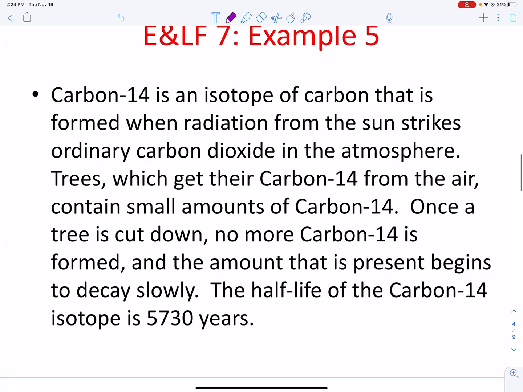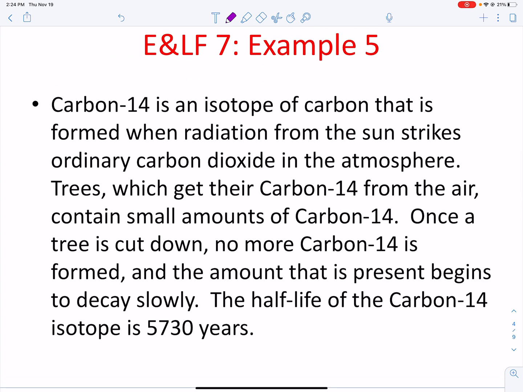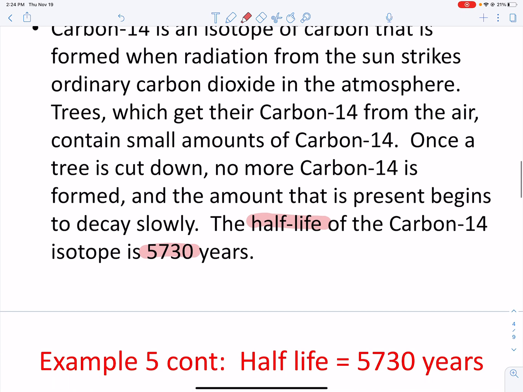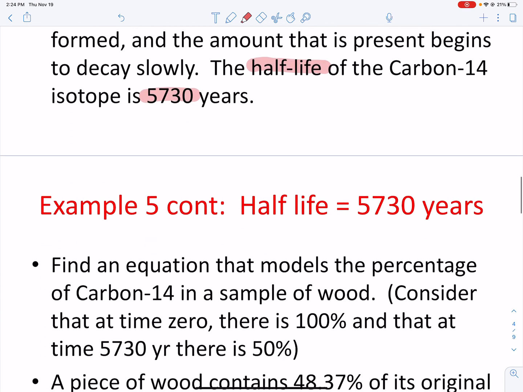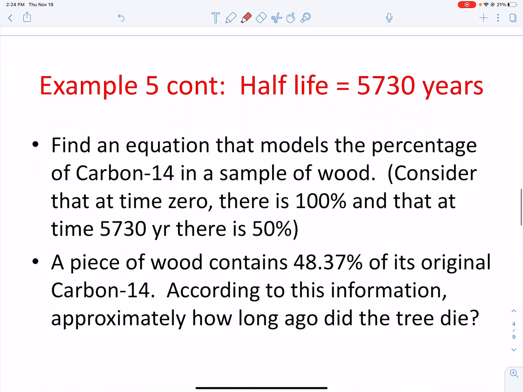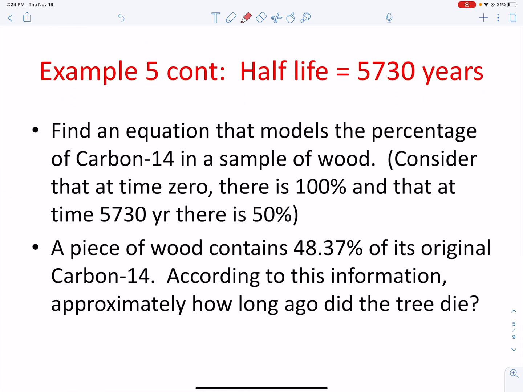Okay, so here is example 5. It says carbon-14 is an isotope of carbon that's formed when radiation from the sun strikes the ordinary carbon dioxide in the atmosphere. Trees, which get their carbon-14 from the air, contain a small amount of carbon-14. Once a tree is cut down, no more carbon-14 is formed, and the amount that is present begins to decay slowly. The half-life of carbon-14 is 5,730 years. All of this information is important, so I brought it down into this next page so we could see it. Really all we needed was the half-life.